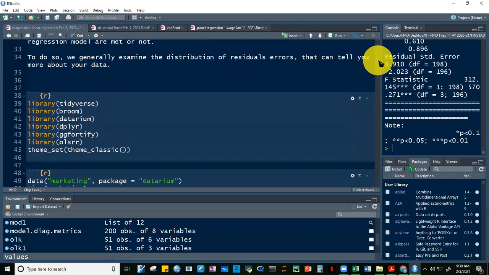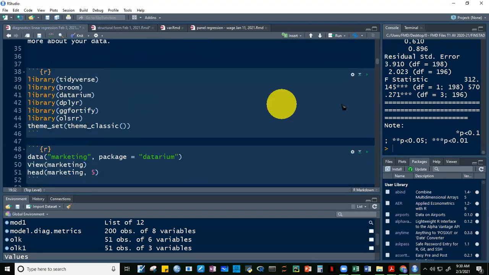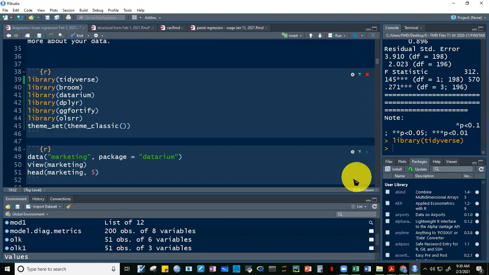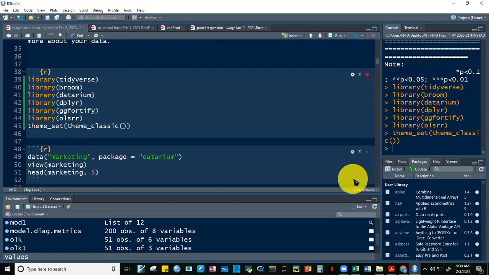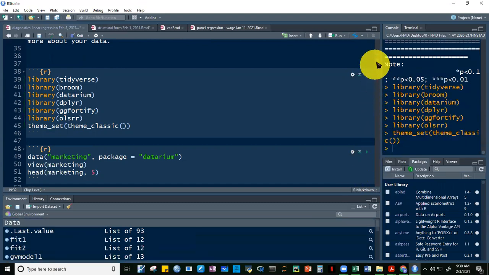Okay, so these are the packages that we're going to use. I hope you have already uploaded it. Okay, just don't mind the theme set, no? Kasi naka-blue din ako eh.